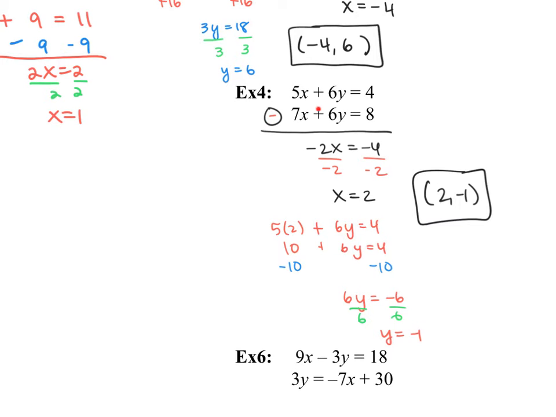On example 4, since I have a positive 6y and a positive 6y, I could either subtract these two equations, or I could make this equation its entire opposite in order to be able to add them. I went with subtraction, but either way is fine.